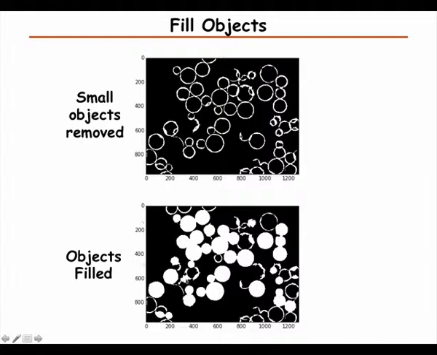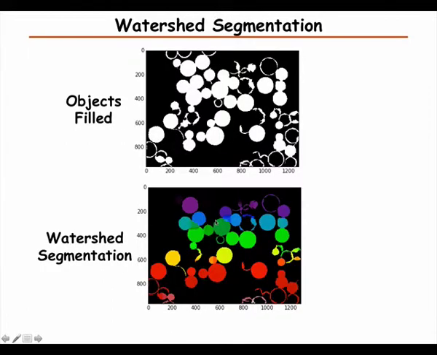Then when we have these objects, we often want to separate them and label each of them. As you see in this case, several of them touch each other or overlap. So we want to be able to separate out the different objects. There is a method called Watershed Segmentation where you can separate out the different objects.